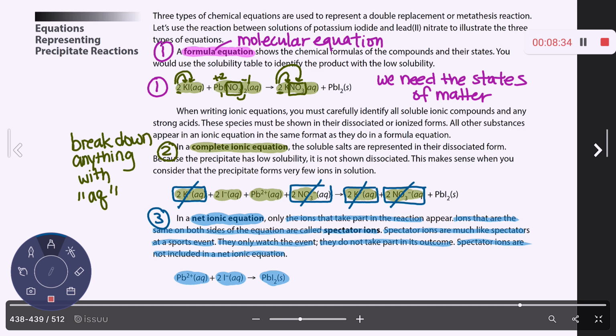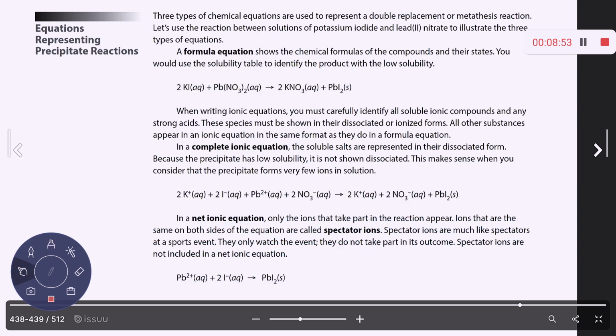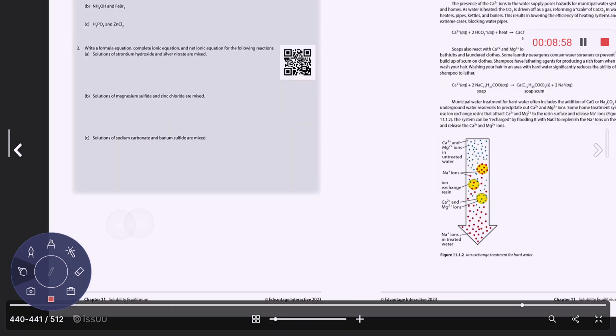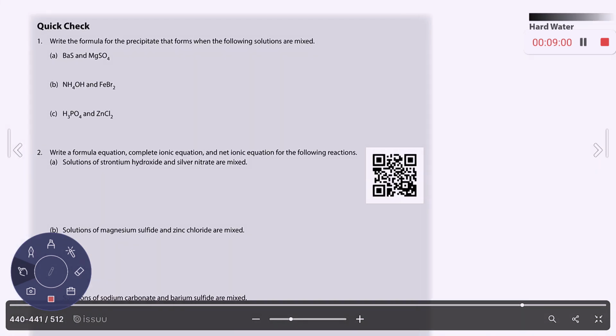Okay? That's basically the bulk of this entire lesson. So let's turn the page. We need to do some practice, and then I need to talk about hard water briefly. So should we just do some practice? Okay. On the next page, they give us some examples. On your worksheet, I gave you reactants, right? And you have to predict the product. So let's practice that while we're at it.